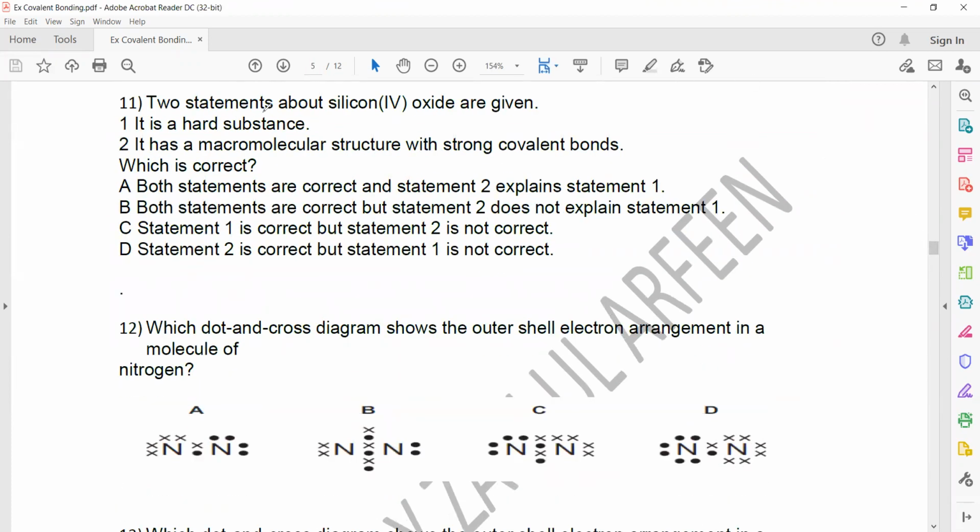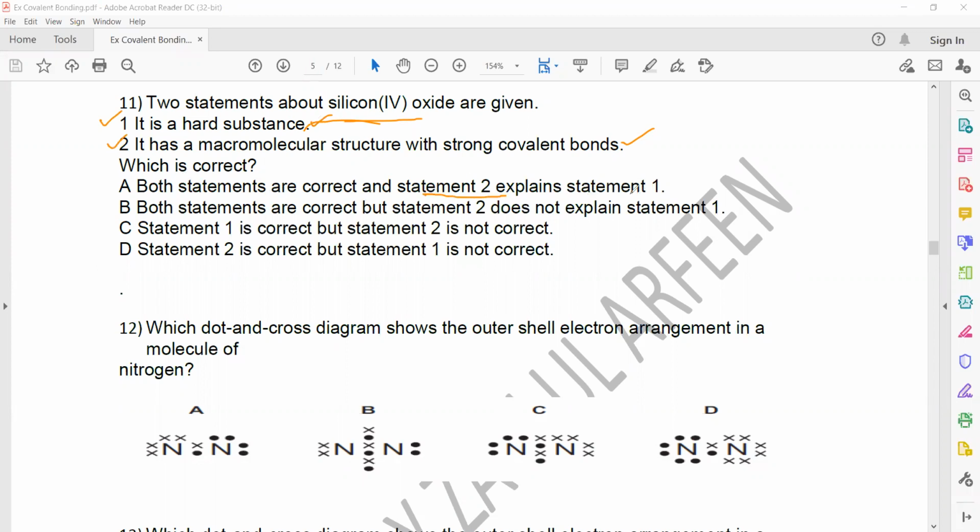In question 11, two statements about silicon(IV) oxide are given. Silicon(IV) oxide is a macromolecular, giant structure. It is a hard substance, that is one, and it has a macromolecular structure with strong covalent bonds. Covalent bonds are strong. Which statement is correct? So silicon(IV) oxide is hard, that is true, and it also has a macromolecular structure. So both statements are correct.